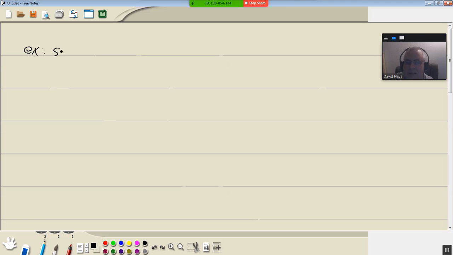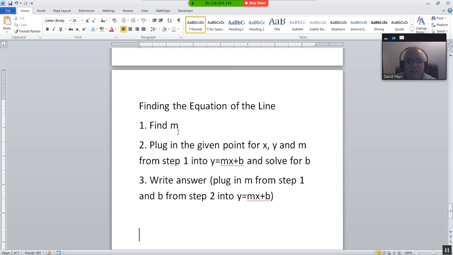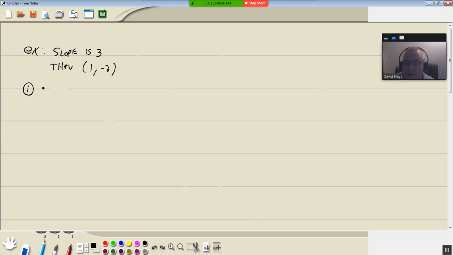Let me clear this off. Let's say that they tell us the slope is 3. And it passes through the point (1, -2). And the instructions say find the equation of the line. Now step 1 is going to be to find m. That's easy. M's given here. So m's 3.